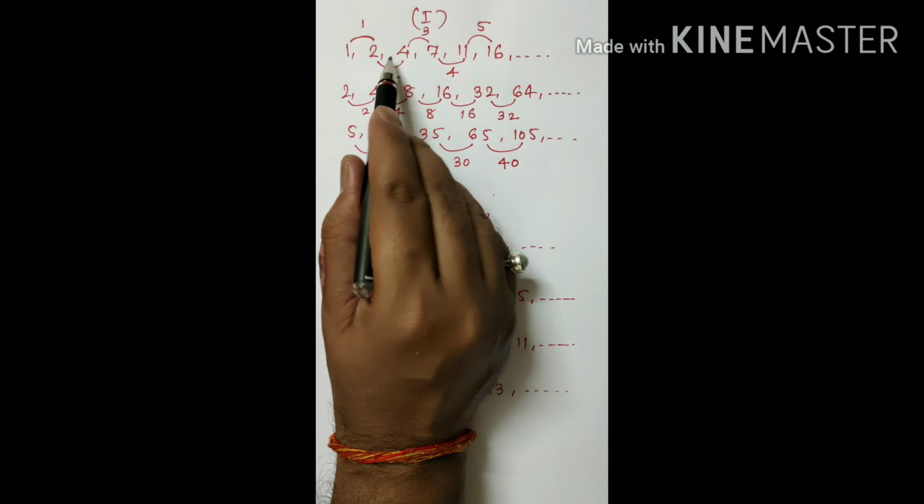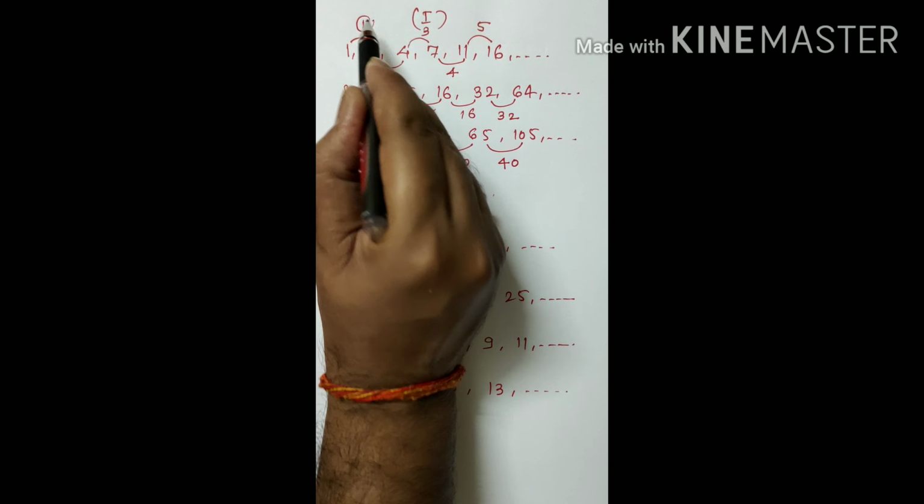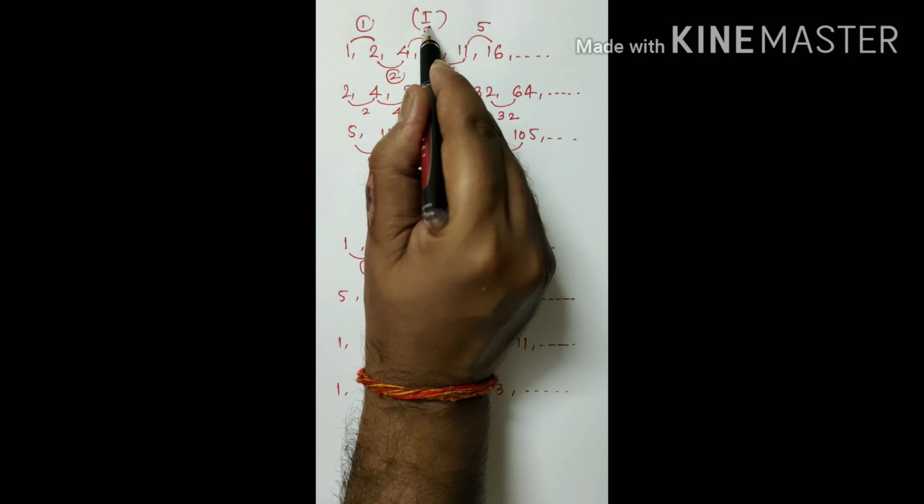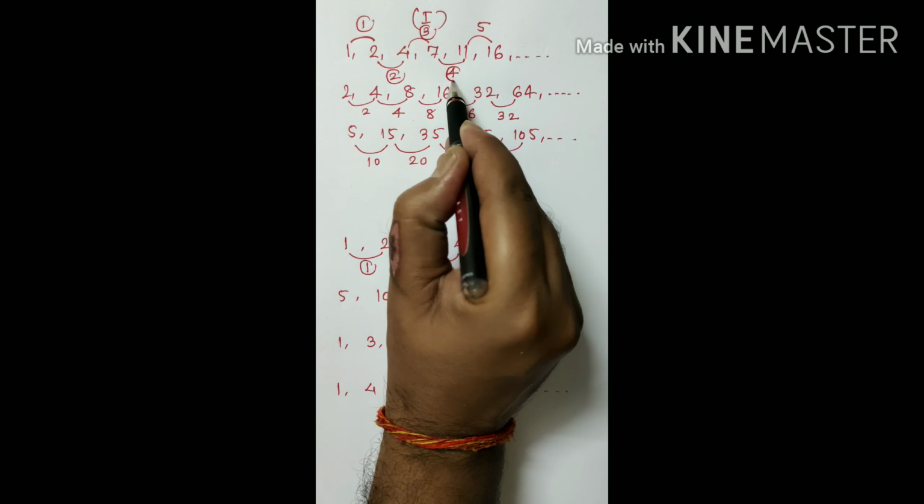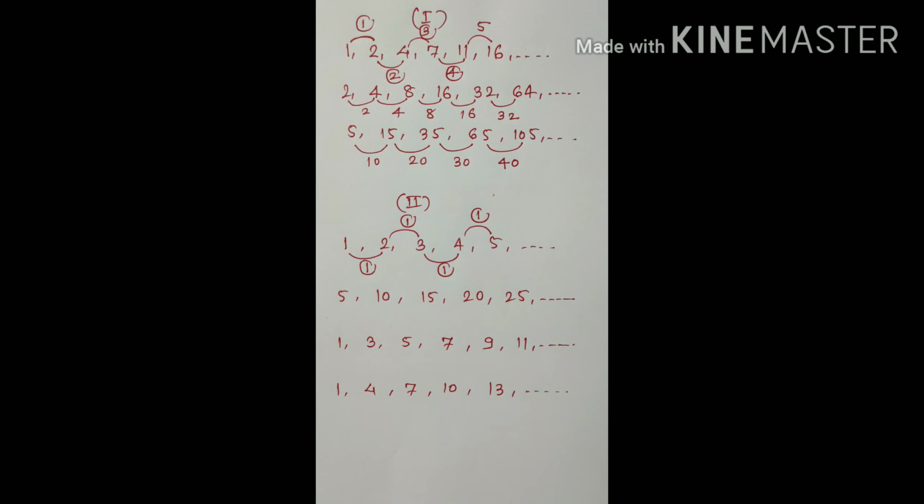And if you see this, student, here is 1, here is 2, 3 and 4. It means that in the first case the difference between two numbers is not constant. But in the second case, the difference between two numbers is constant.